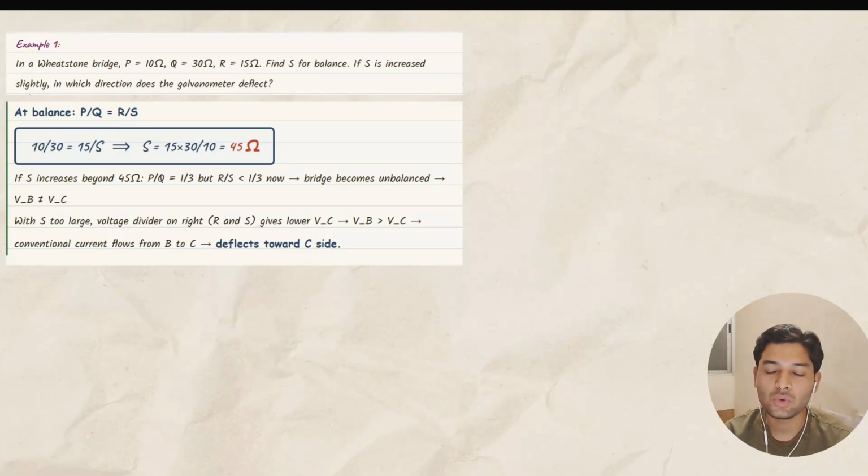With S too large, the voltage divider on the right, the R and S arm, gives a lower VC, and VB is greater than VC. So conventional current flows from B to C, and the galvanometer deflects towards the C side. We just learned about this application when we were learning about the Wheatstone bridge. You can go back to that part and watch it again if you didn't get the concept. I hope it is clear now.